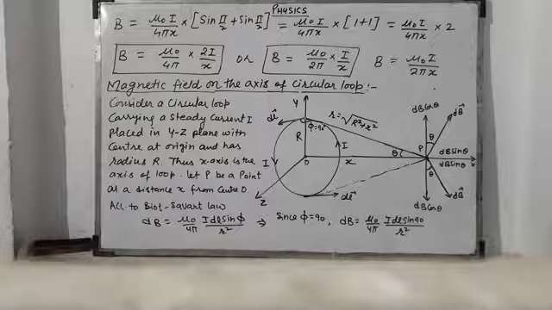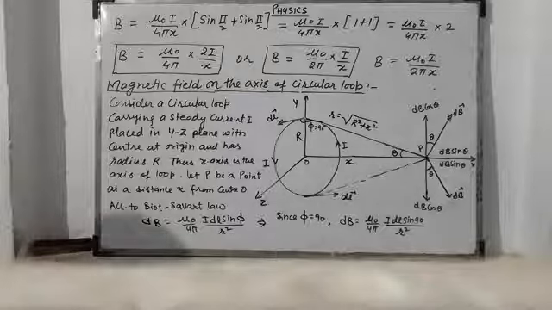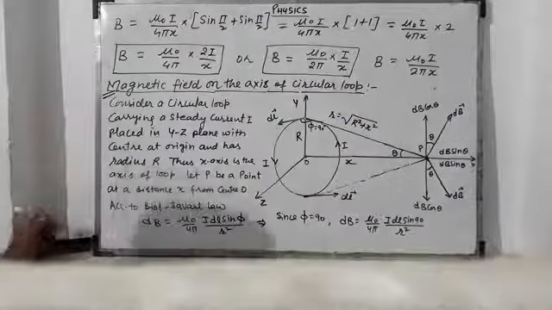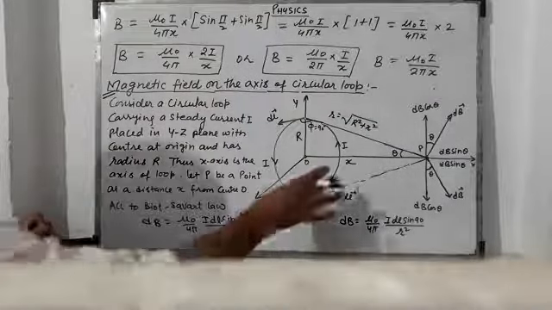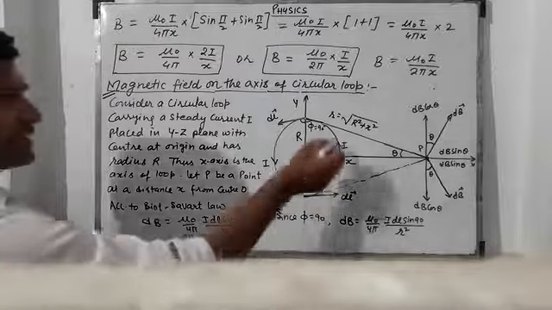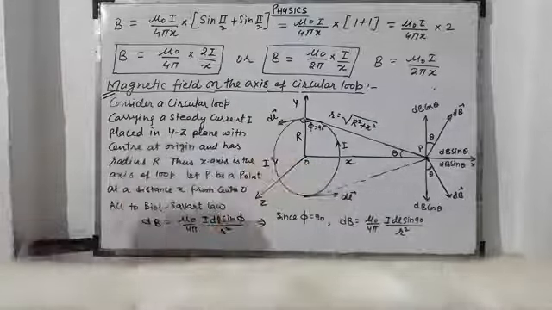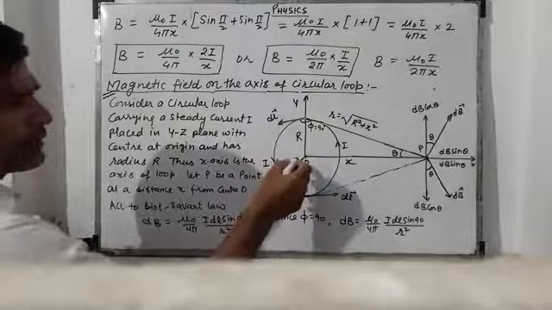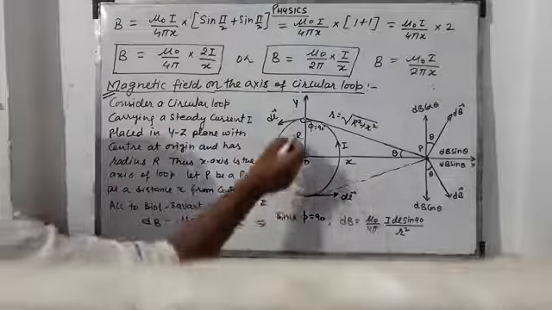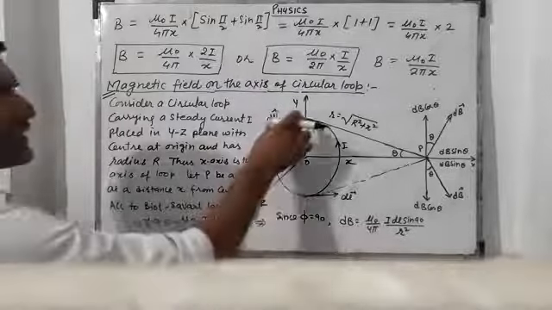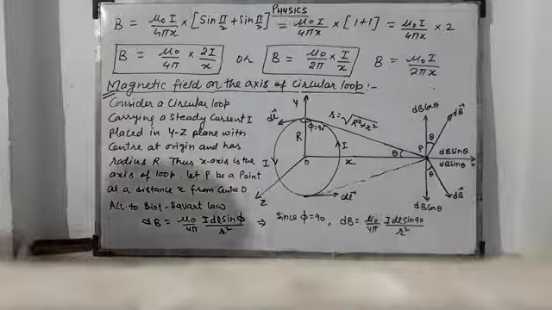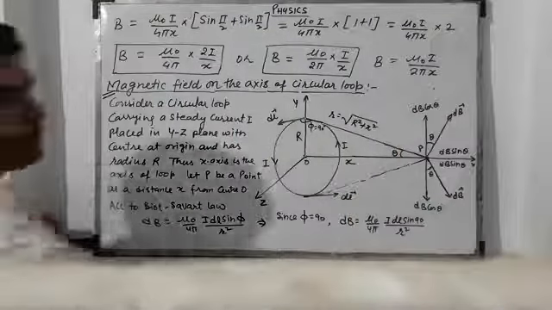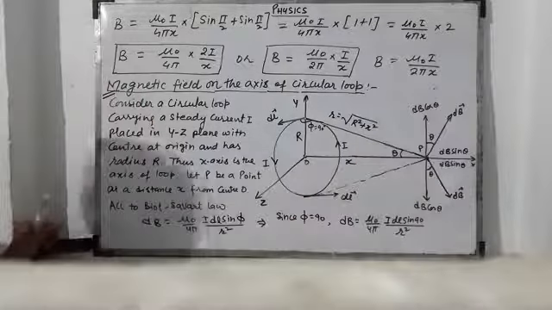Now, one important topic for board examination is the magnetic field on the axis of a circular loop. For this we have this diagram. This is a circular loop placed in the YZ plane, with center at O and radius R. Now we take a current element. Due to this, the magnetic field at point P is dB, which makes an angle theta with the vertical.